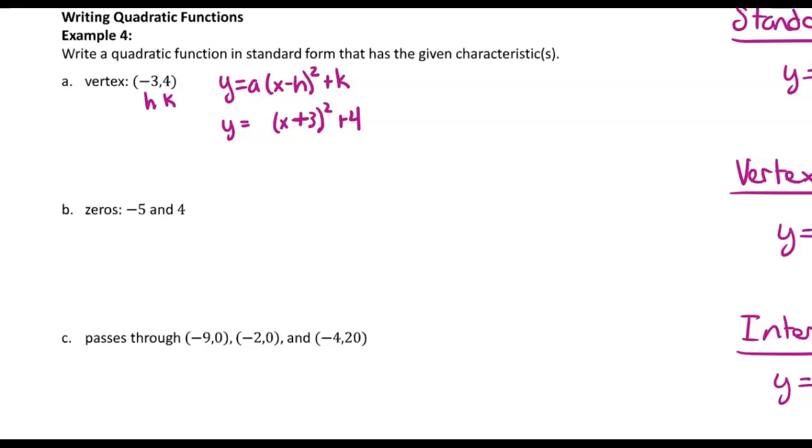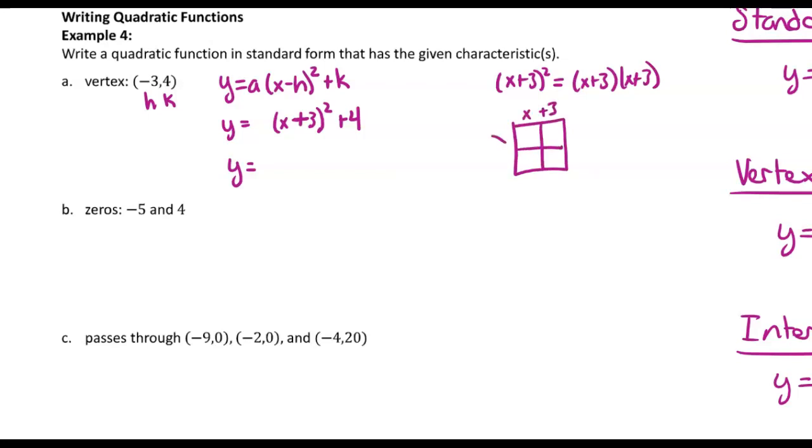Now they want that in standard form. So we need to go ahead and do x plus 3 squared. Now that is not x squared plus 9. That is x plus 3 times x plus 3. You have to actually multiply that out. That was a big mistake on a previous quiz.